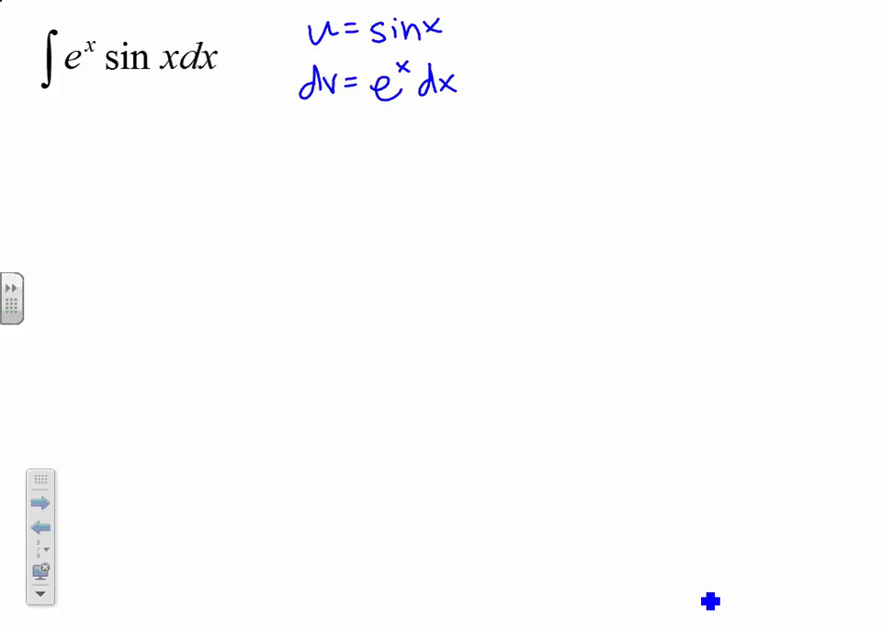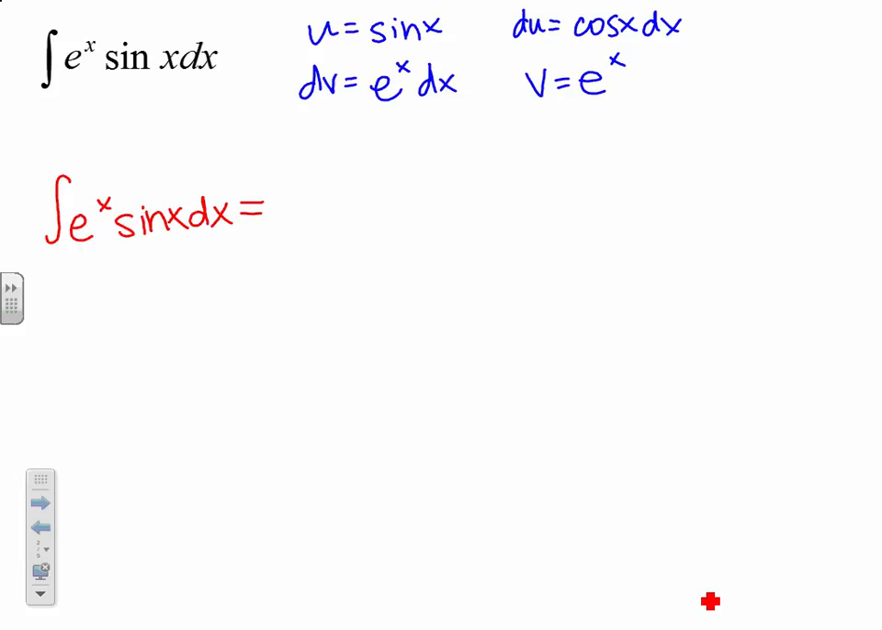Okay. So du is cosine x dx, and v is e to the x. So the integral of e to the x sine of x dx is u times v, e to the x sine of x, minus the integral of v du.